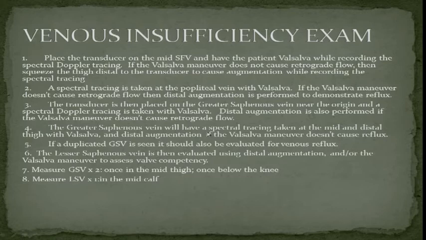So the great saphenous vein, let's come right here. The transducer is then placed on the great saphenous vein near the origin, that is at the saphenofemoral junction, and a spectral Doppler tracing is taken with Valsalva. So you identify the saphenofemoral junction, you put your transducer there and have the patient do Valsalva and record the tracing. Distal augmentation is also performed if the Valsalva maneuver does not cause retrograde flow.